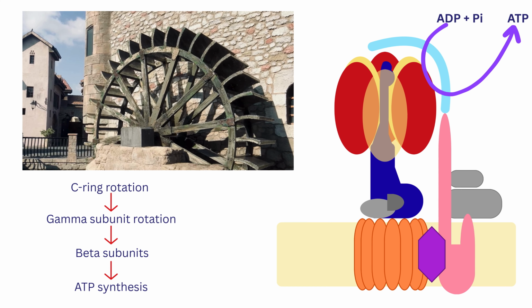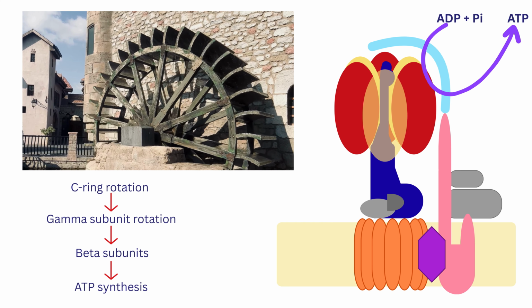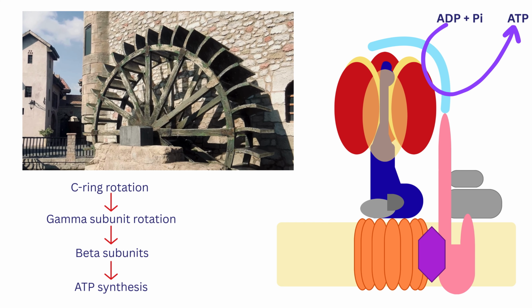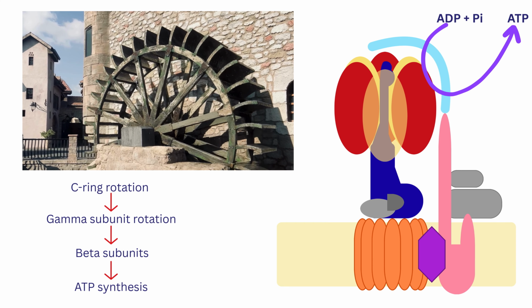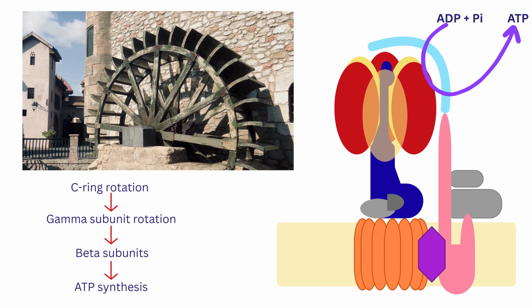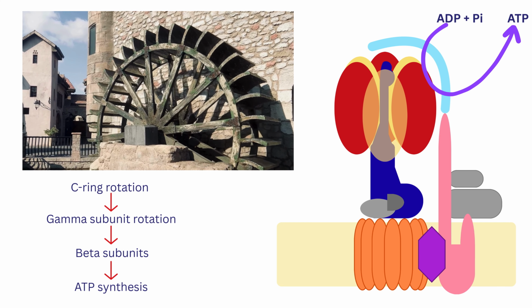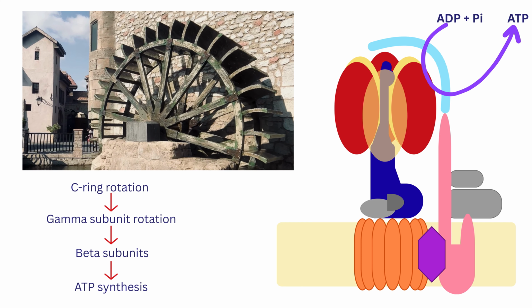The fascinating mechanism of ATP synthase works through C ring and gamma subunit rotation, which drives the beta subunits to produce our vital ATP. Without this endlessly turning nanomotor, life as we know it would not exist.